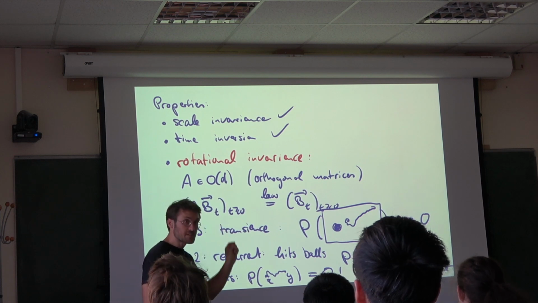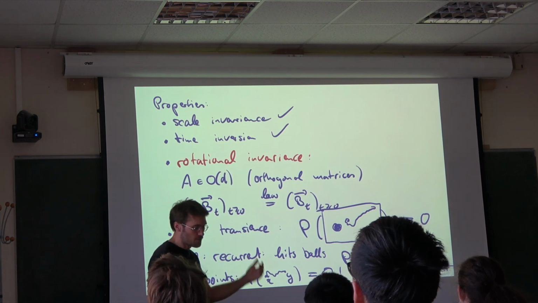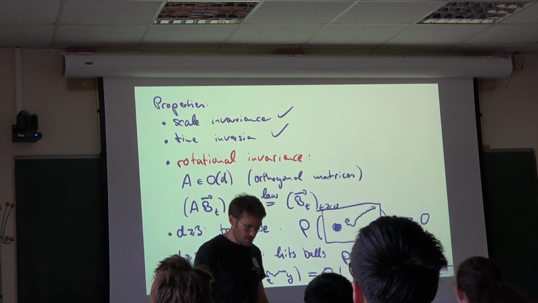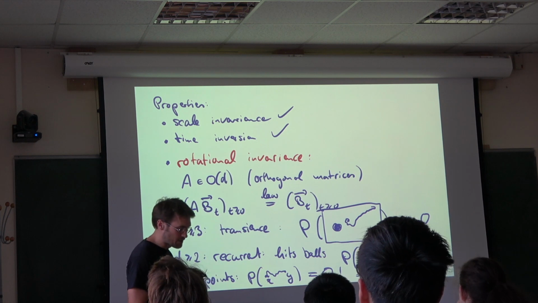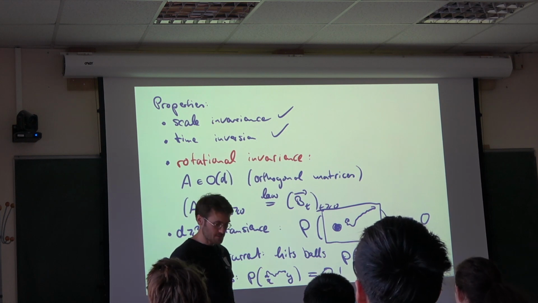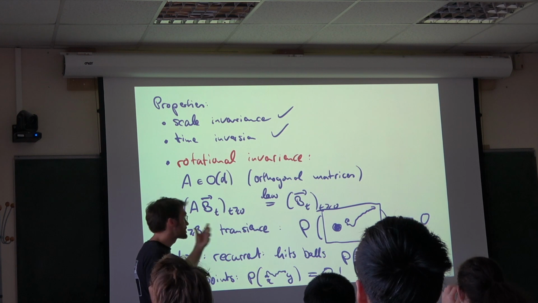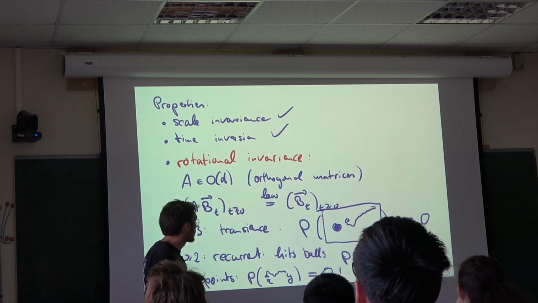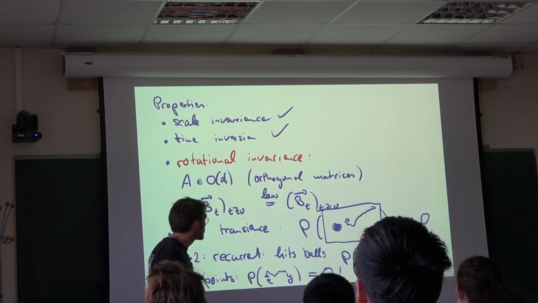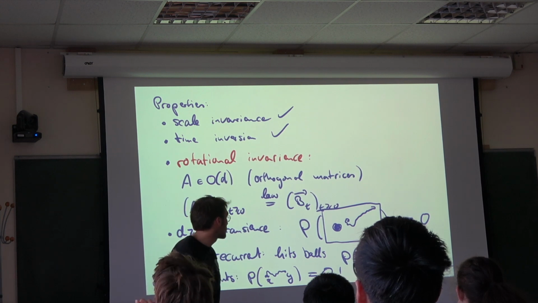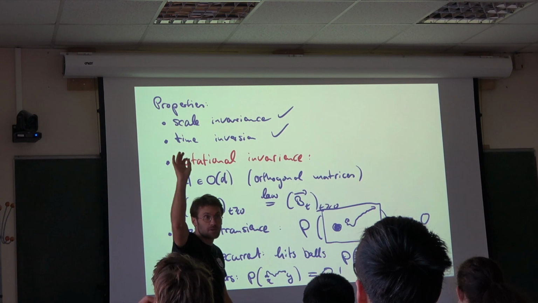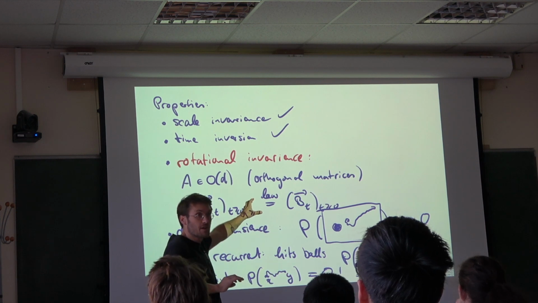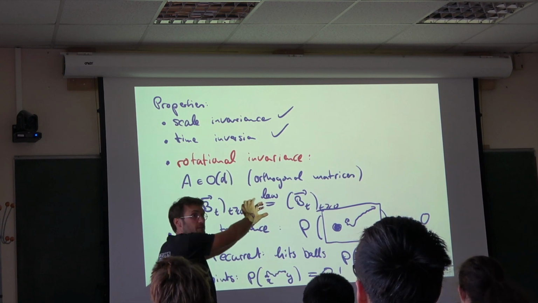On the other hand, if d is equal to 2, and also if d is equal to 1, then the process is what is called recurrent. It means it hits balls. Not only if you start from the origin will it come back close to the origin, so that if you fix the unit ball it will come back to the unit ball, but actually if you start at any point and you have some other ball somewhere, it will eventually hit that ball.